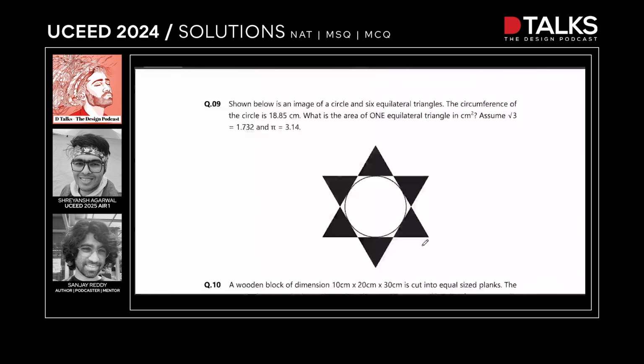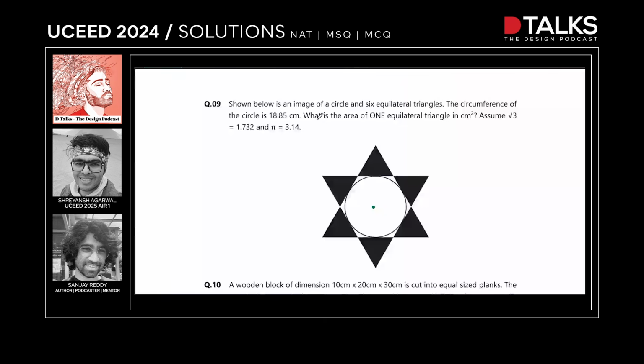Then we have question number 9. Shown below is an image of a circle and six equilateral triangles. The circumference of the circle is 18.85 centimeters. What is the area of one equilateral triangle in centimeters square? Assume root 3 is equal to 1.732 and pi is 3.14.